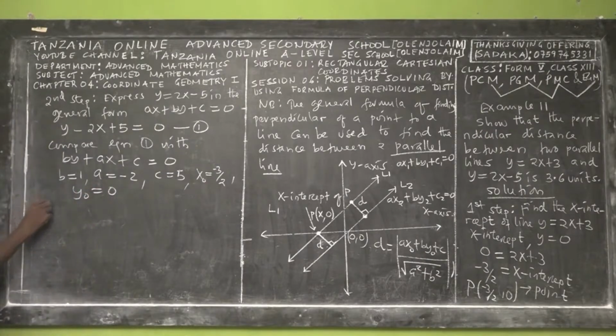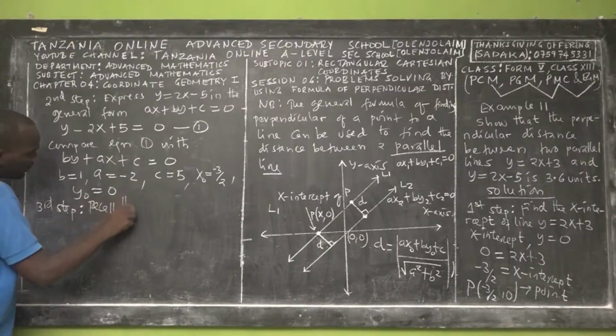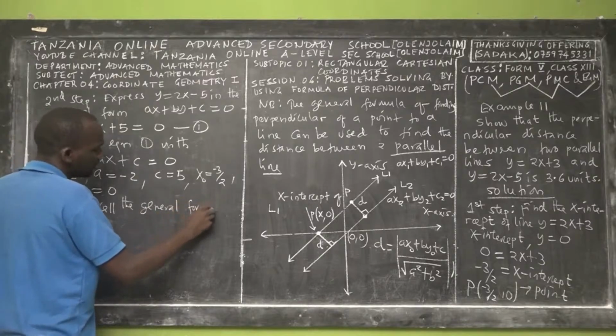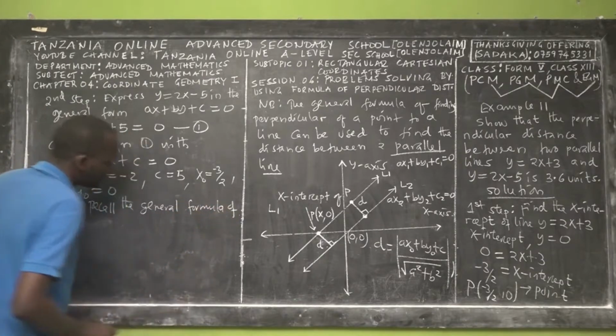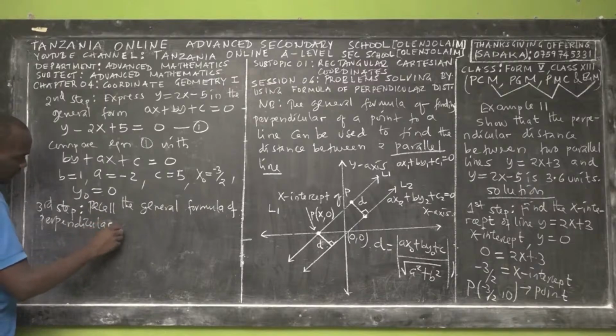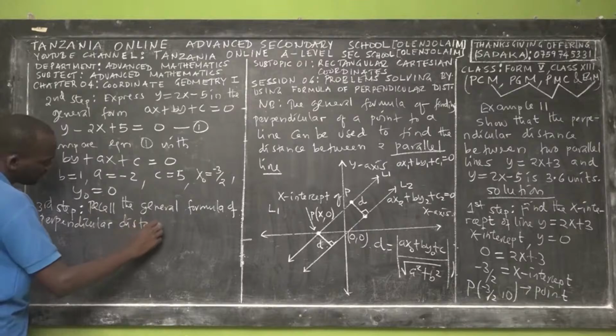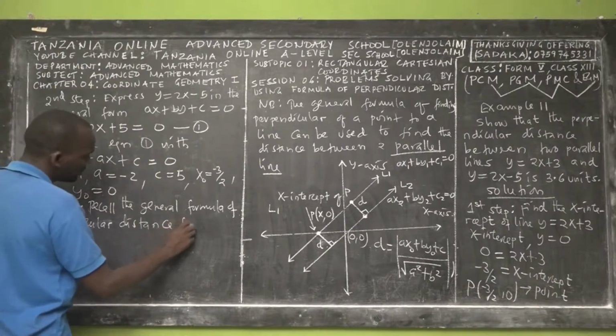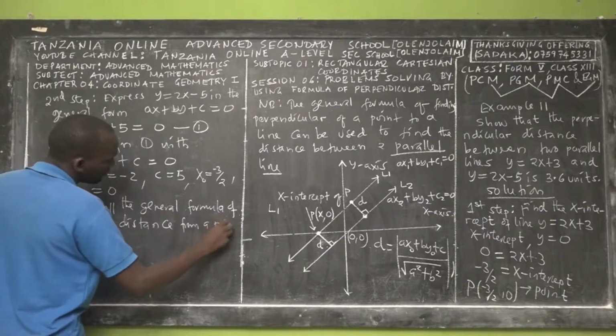So you go for the third step. We have to call the general formula. The general formula of perpendicular distance, the general formula of perpendicular distance from a point to a line, distance from a point to a line.